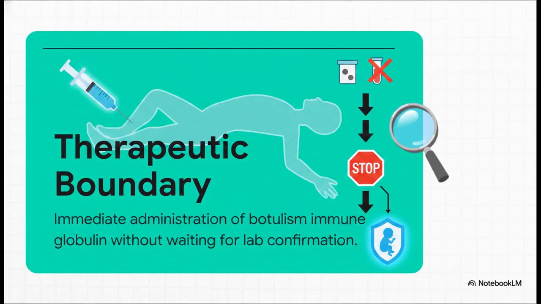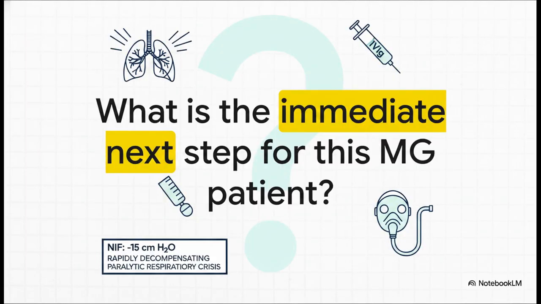Botulism is primarily a clinical diagnosis. Immediate administration of botulinum antitoxin, specifically botulism immune globulin for infants, is absolutely mandated the very second you suspect the syndrome. Arresting that descending paralysis and preventing respiratory failure takes absolute precedence over waiting around for specialized confirmatory stool or serum assays. Treat first. Moving to our final simulation, testing fourth-order management priorities.